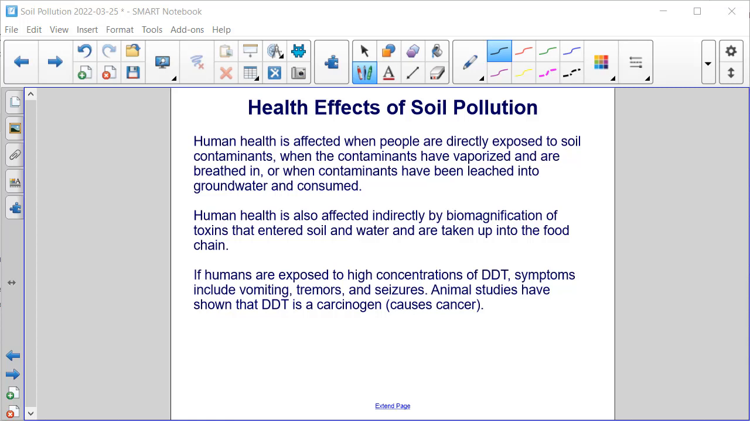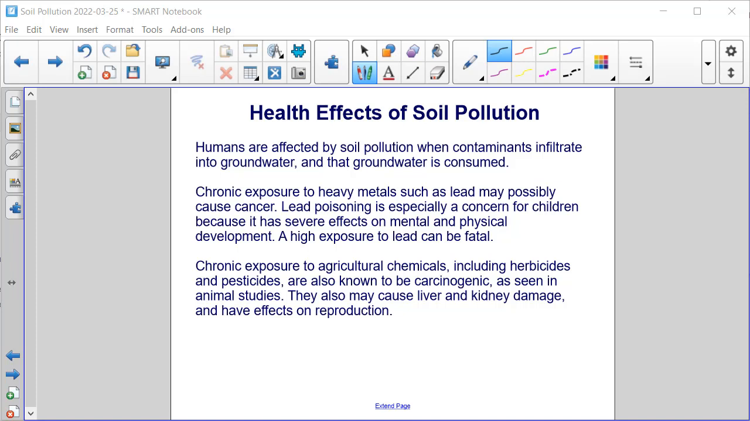Animal studies have shown that DDT is a carcinogen, or that it causes cancer. Humans are affected by soil pollution when contaminants infiltrate into groundwater and that groundwater is consumed. Chronic exposure to heavy metals such as lead may possibly cause cancer. Lead poisoning is especially a concern for children because it has severe effects on mental and physical development. A high exposure to lead can be fatal.